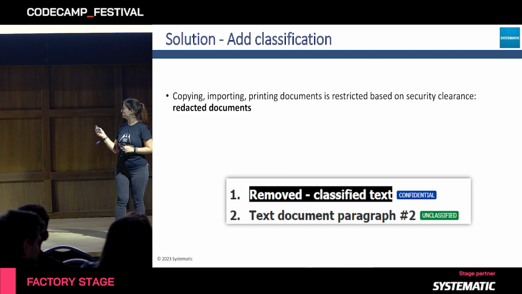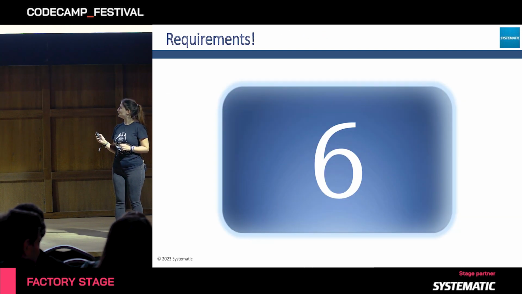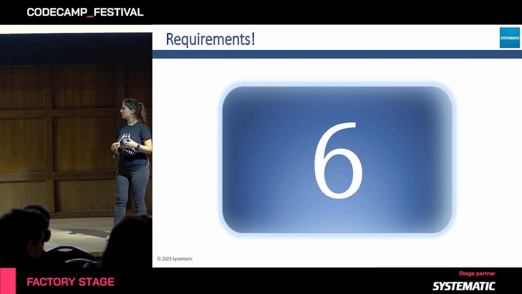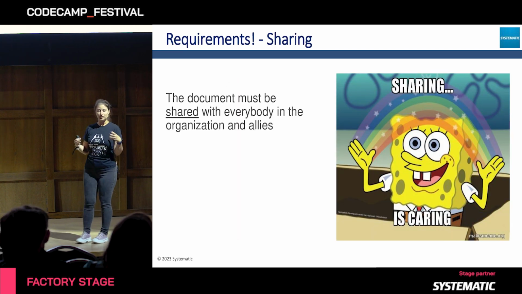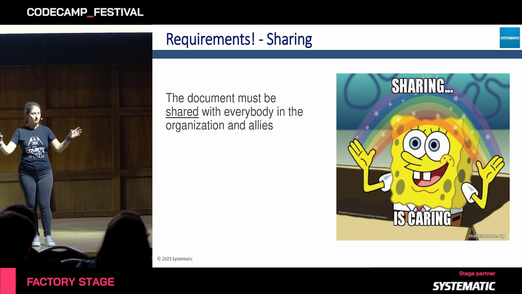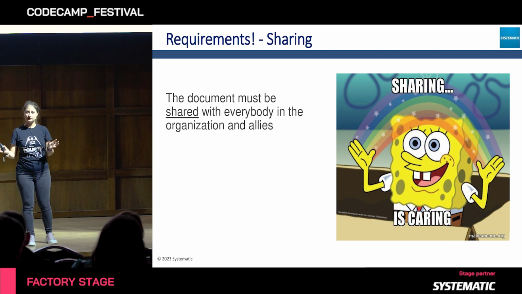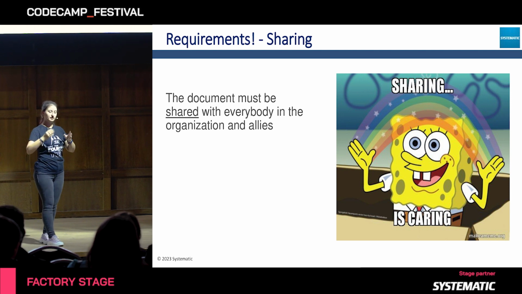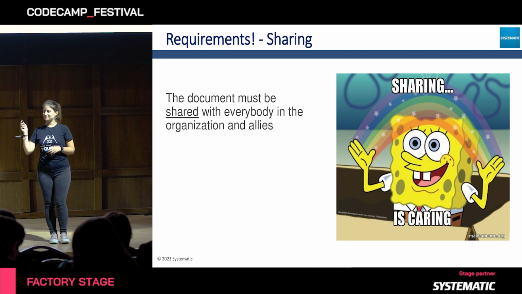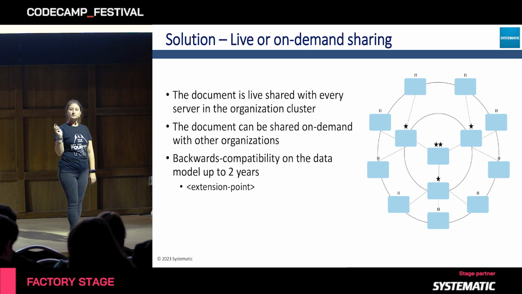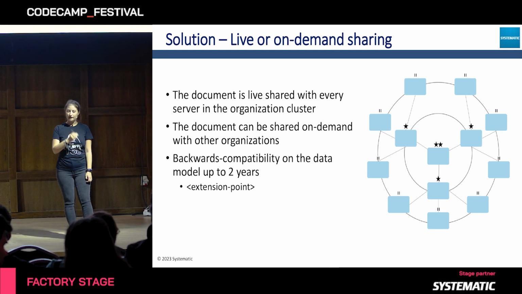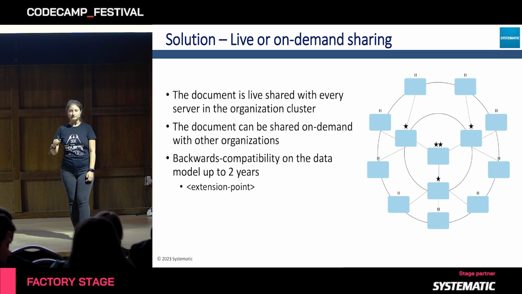So we're secure now. The last requirement I'm going to mention today is the fact that we kept talking about working within an organization, and that organization might work with some allied organizations. So a lot of people, a lot of servers, a lot of sharing. We have two sharing scenarios that we support. We can share live or on demand.